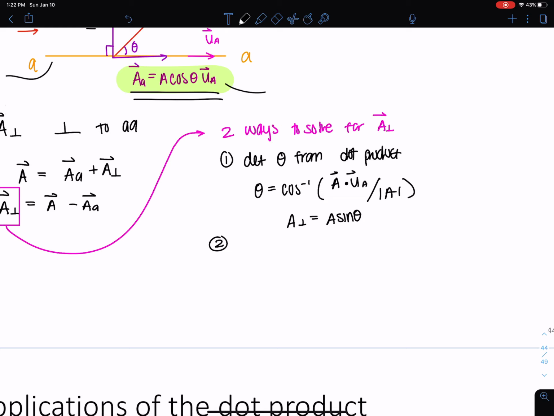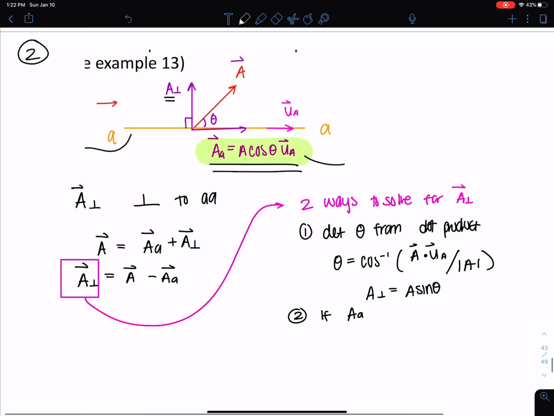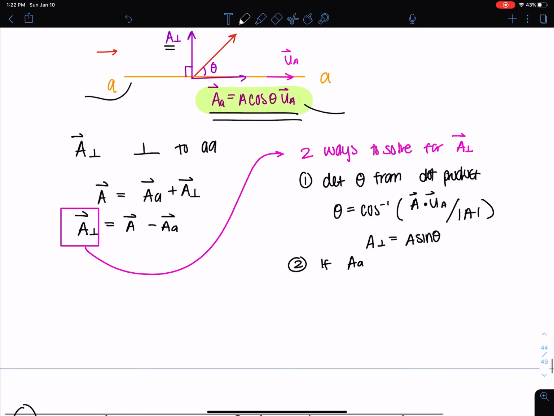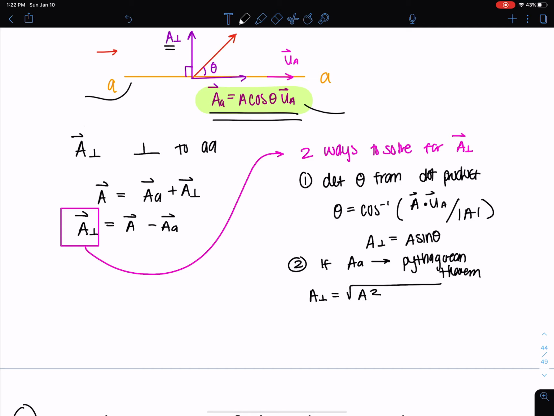The second option is if we already know A sub A. Let's say we know A sub A. Then, actually, this is just your scalar component, right? We can use Pythagorean theorem. This is just a triangle, right? We can use Pythagorean theorem. And we can say that A perpendicular, the magnitude is equal to the square root of A squared minus the parallel projection squared. So these are the other formulas that we can use for these problems.